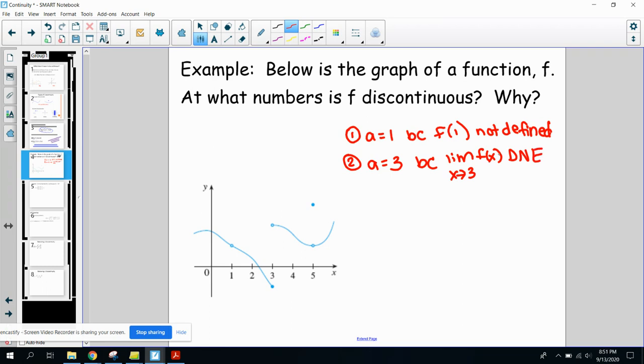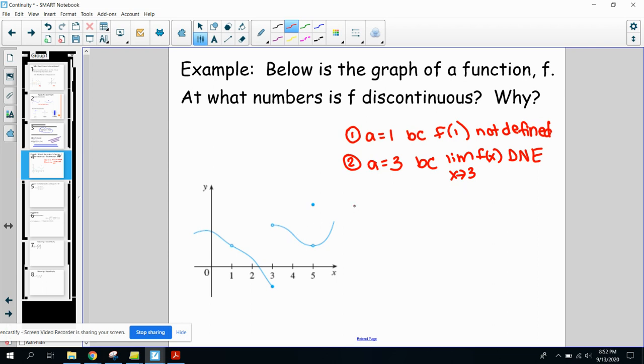The reason it does not exist is because the limits from both sides are not equal. As I come from the left-hand side to 3, it's going to be this negative value. As I come from the right-hand side to 3, it's going to be this positive value. So since the limits from both sides are not equal, the limit doesn't exist.